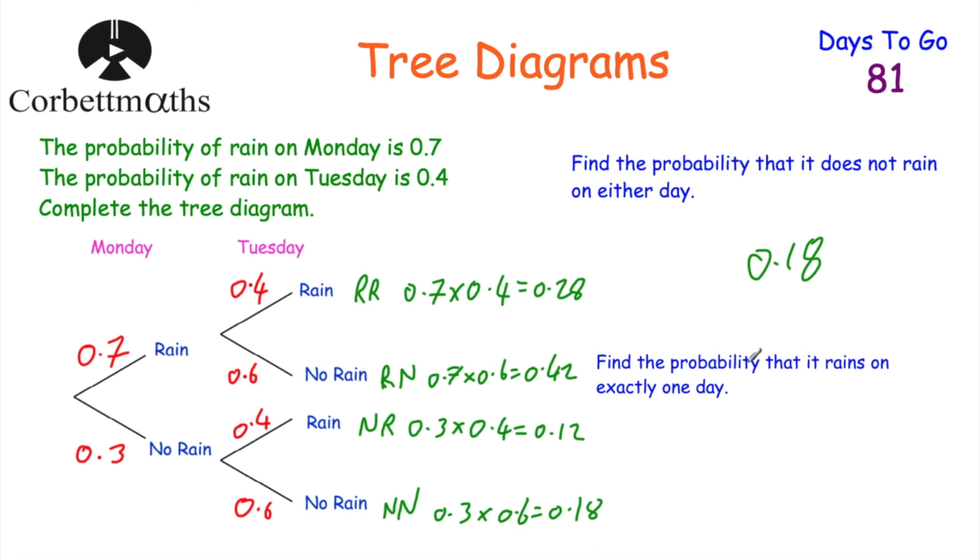Okay, next we've been asked to find the probability that it rains on exactly one day. So that means it's either going to be rain and no rain, or no rain and rain, because that rains on one day as well. It wouldn't be rain and rain because that rains on 2 days, and it wouldn't be no rain and no rain because that doesn't rain at all. So that means it's either rain and no rain, which is 0.42, or no rain and rain, which is 0.12. So we just add these two probabilities together, 0.42 plus 0.12, that's equal to 0.54. So the probability that it rained on exactly one day would be 0.54, and that's it.